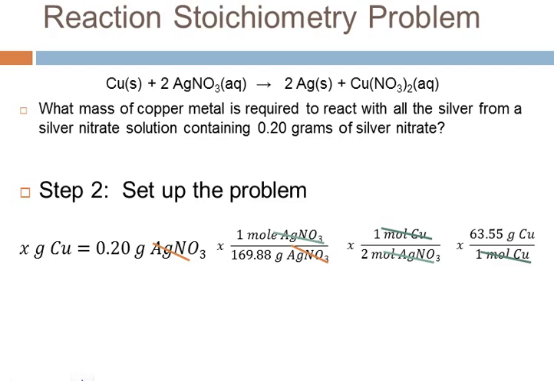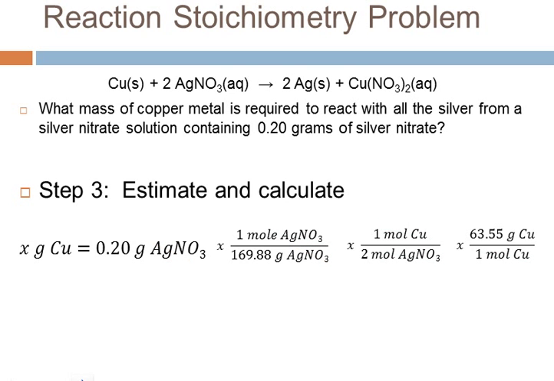I can go ahead and get out my calculator and estimate this. Now I'm looking at it, I'm dividing by 170 and then dividing by 2 and then multiplying by 63. I'm going to get an answer that's smaller than my original 0.2 grams, and that's fine. It's just a nice check on yourself. And when I go through and do all the math, I get 0.037 grams of copper as my answer. So factor label is far and away the most efficient strategy you can use for solving stoichiometry problems quickly, efficiently, correctly.